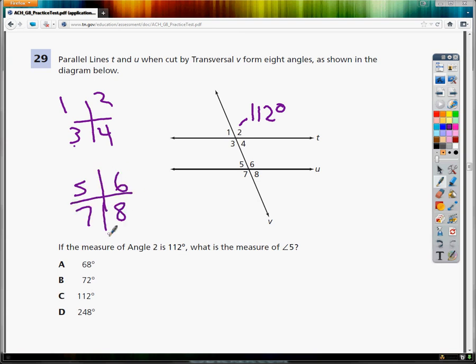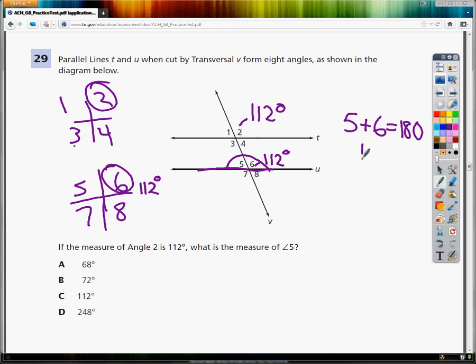So if I knew something about 2 being 112, it's in the top right corner. The top right corner down here is 6, so this is equal to 112. So I know that 6 is equal to 112 as well. If you look, this is a straight line, which means angle 5 plus angle 6 is equal to 180 degrees.